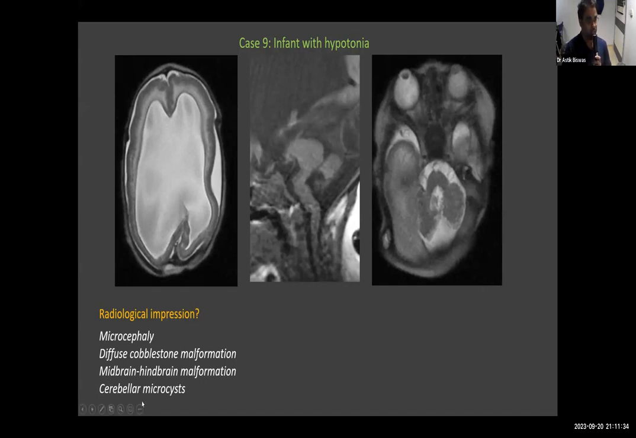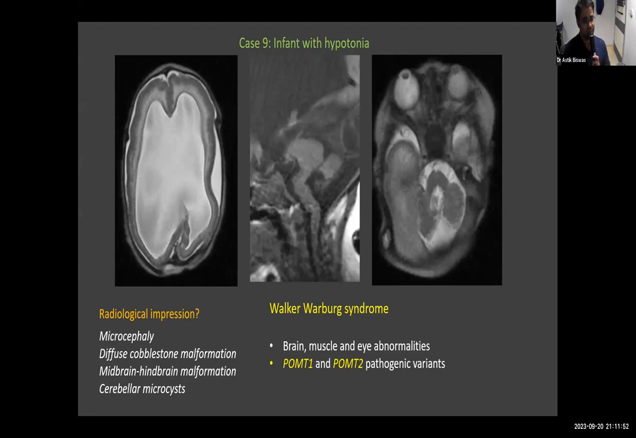That's a radiological impression, but I think the entire phenotype and clinical picture is quite strongly in keeping with Walker-Warburg syndrome. Walker-Warburg syndrome, as part of the alpha dystroglycanopathies, has brain, muscle, and eye abnormalities, and it occurs due to pathogenic variants in POMT1 and POMT2 genes.